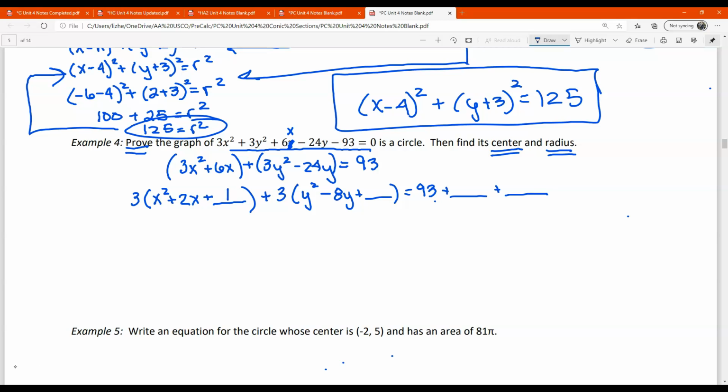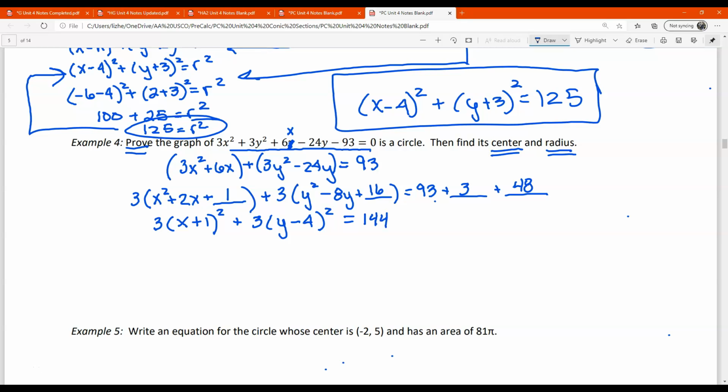I write a 1, but truly I'm adding 3 times 1, so I add 3 here. For my y values, I take my b value, divide by 2, which is 4 squared, and I get 16. And I write 16, but truly I'm adding 3 times 16, which is 48. So cleaning that up a bit, I have 3 times (x plus 1) squared plus 3 times (y minus 4) squared equals 93 plus 3 plus 48 makes 144.